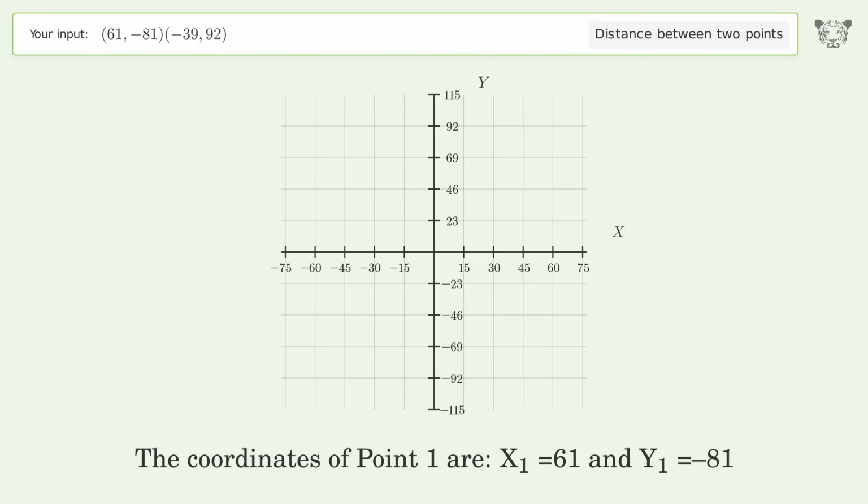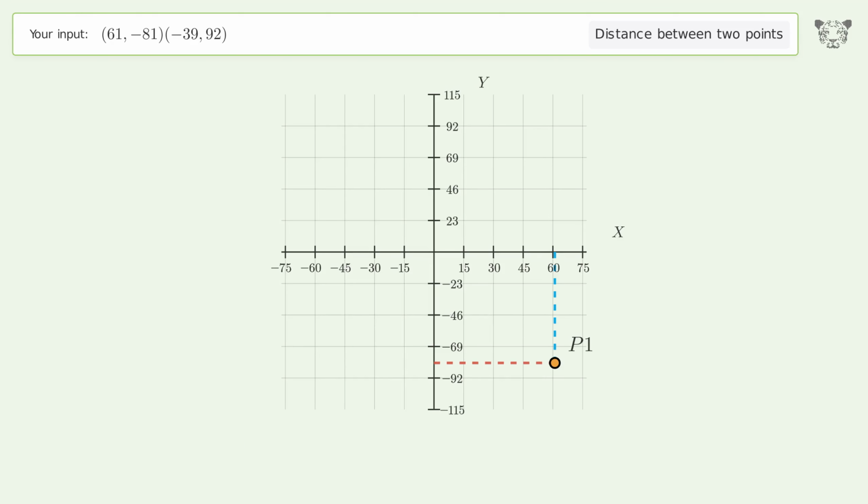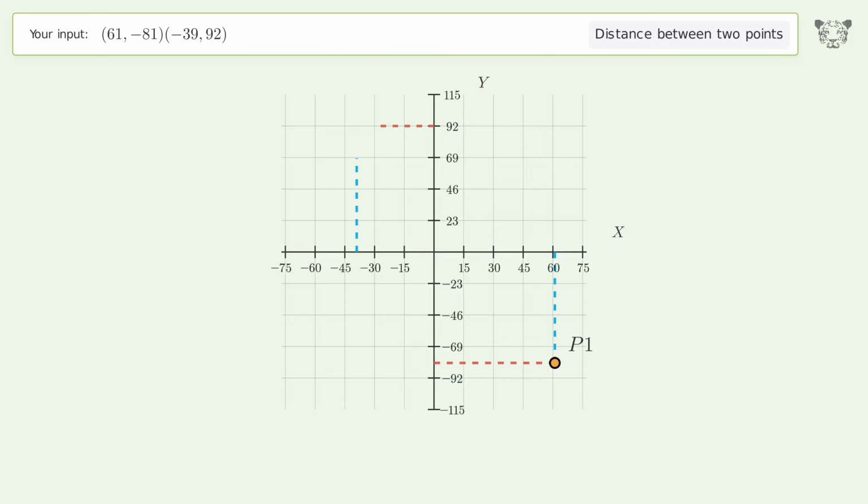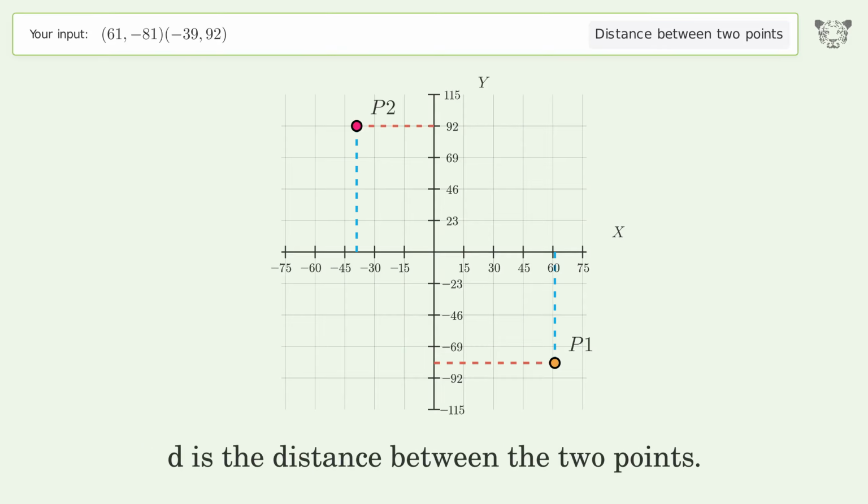The coordinates of point 1 are x1 equals 61 and y1 equals negative 81. The coordinates of point 2 are x2 equals negative 39 and y2 equals 92. D is the distance between the 2 points.